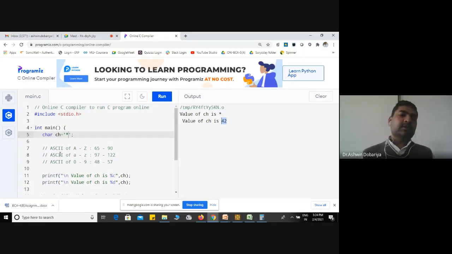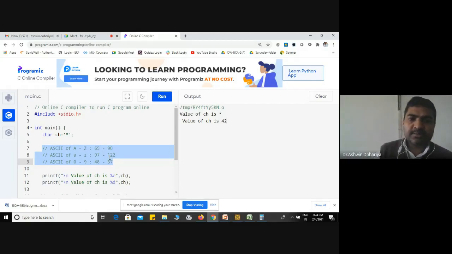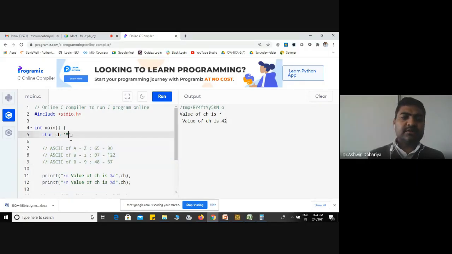But for our programming, you have to remember only these three types of ASCII code: capital A, small a, and 0 to 9. So I hope all of you are clear. Yes, sir. So now my question is, this is just a character, but suppose I want to store my name over here, like character name. Then I cannot directly store a name like this.